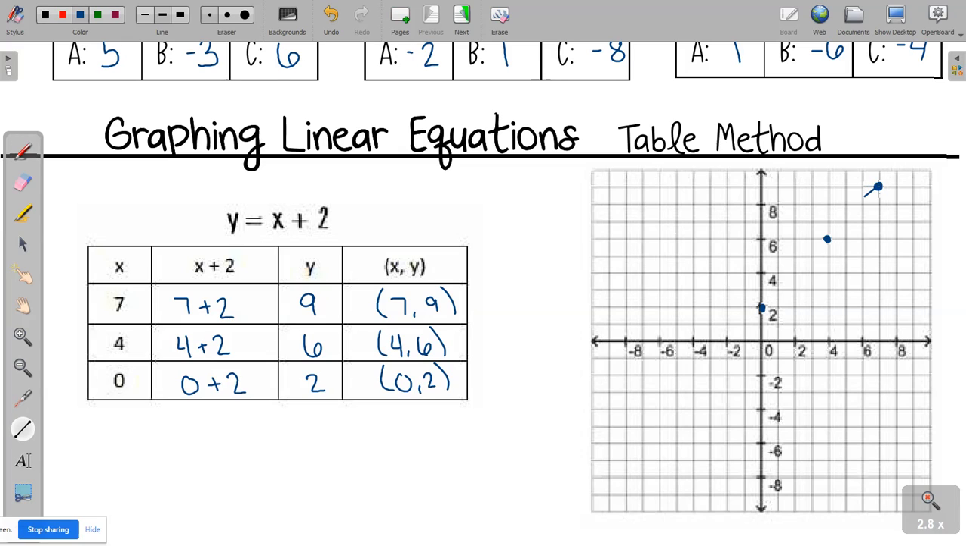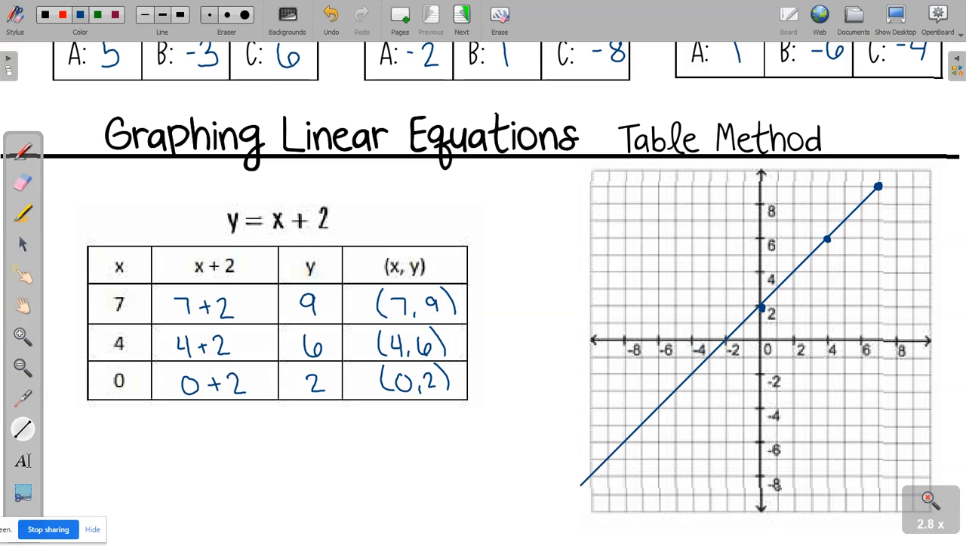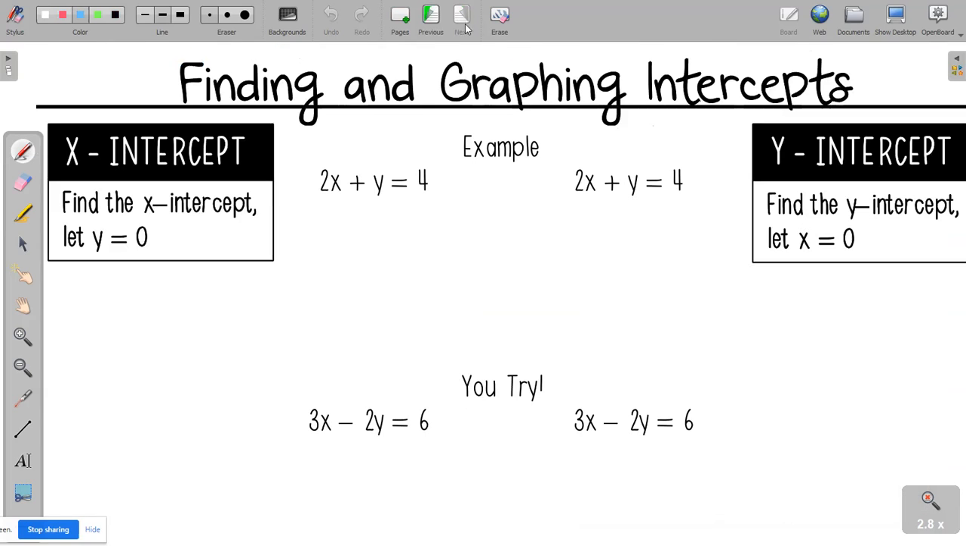Make sure you use a ruler. Make sure it comes out both sides. And don't forget your arrows. So make sure you go edge to edge with your arrows. Okay. Now let's look at the second way.